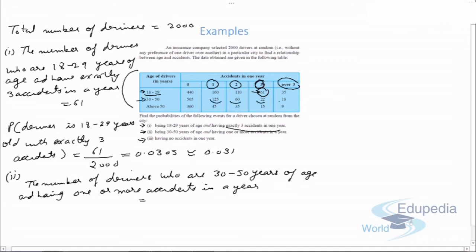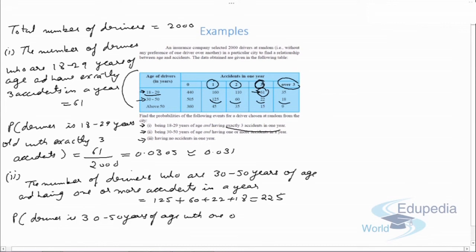So we need to add 125 plus 60 plus 22 plus 18, right? When we add this, it comes out to be 225. Now the probability that the driver is 30 to 50 years of age with one or more accidents will be 225 upon 2000, which comes out to be 0.1125, approximately equal to 0.113. So this is how we can solve the second question.